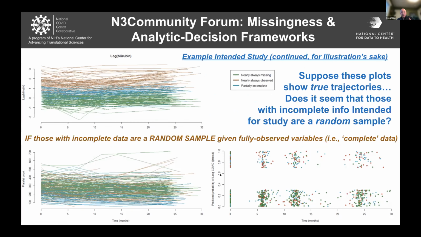So if you really suspect that this may be the case, now this is where I'm supposing we have full access to the data, right? And we know which ones are nearly always missing, nearly always observed, and nearly partially incomplete.